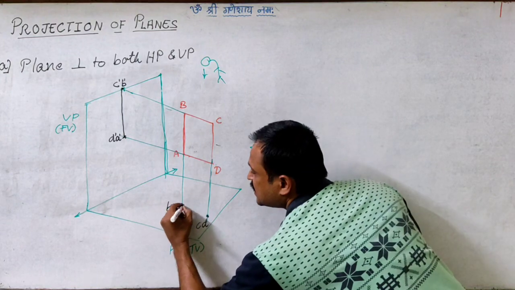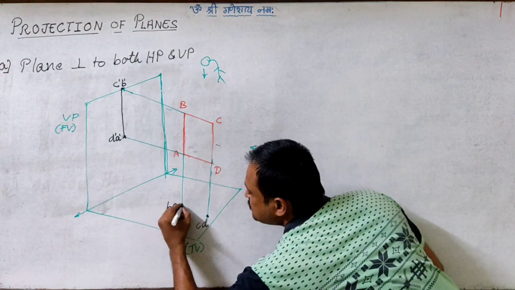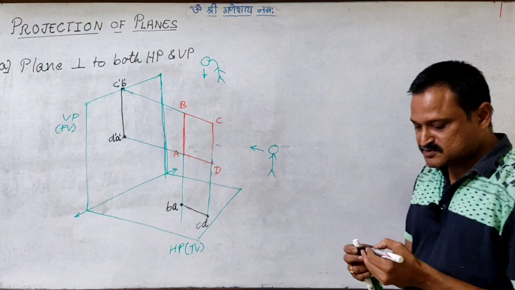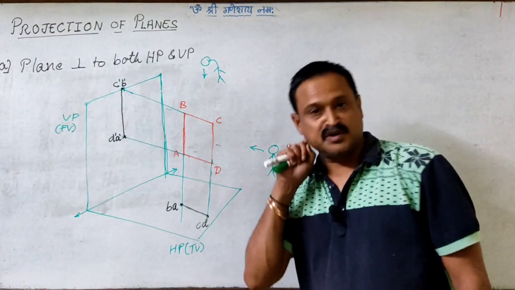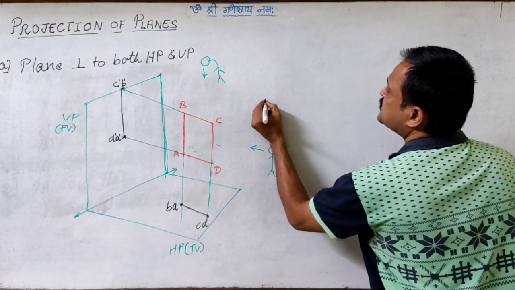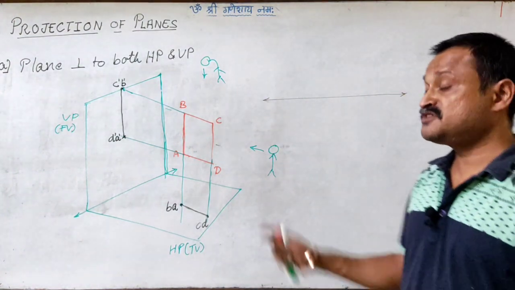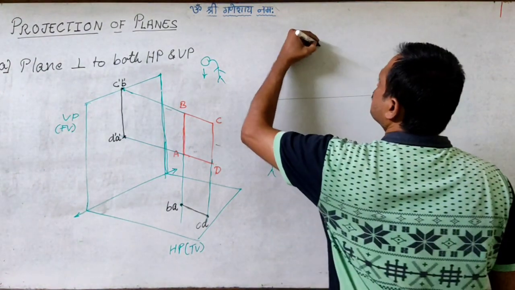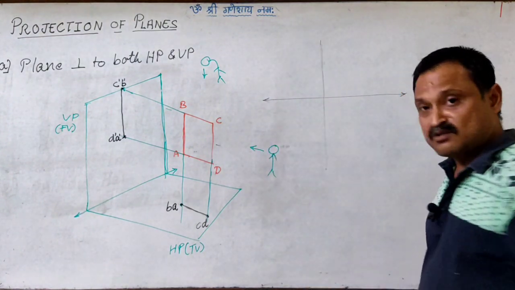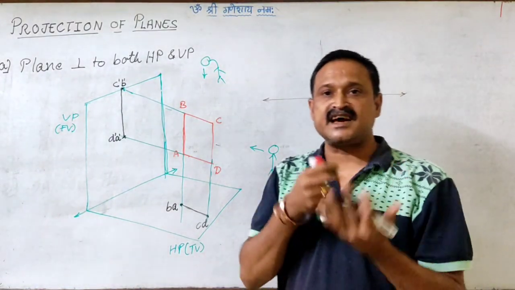So when we join A with B, then B with C and C with D, when we join all these 4 points together, we get the top view image of the plane. So in the orthographic projection, when I want to draw the projection of a plane which is perpendicular to both the planes, all the projectors of A, B, C, D are going to be one only in this case, right? So all these 4 projectors are coinciding.